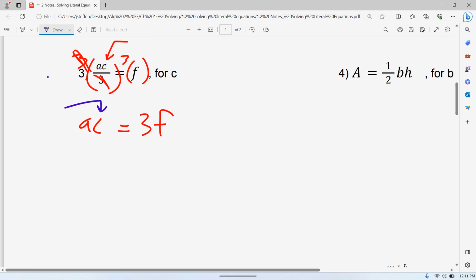C by itself, we have a multiplied by c. So to get rid of the a, we have to divide both sides by a. Keep in mind, when you divide this one by a, you don't divide each of these because it's not adding or subtracting. There's not 2 terms here. There's 1 term. 3f is 1 term. Divided by a, that cancels. We end up with c is equal to 3f over a.